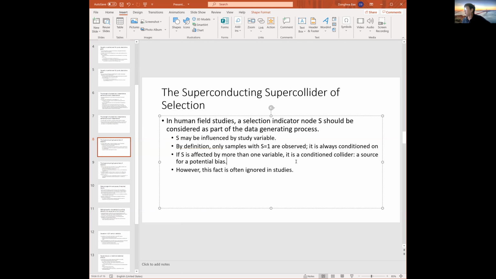By definition, we can only observe the observed sample. That means S equal 1 is always conditioned on. We can see the samples S is conditioned on. That is by definition of the selection node.